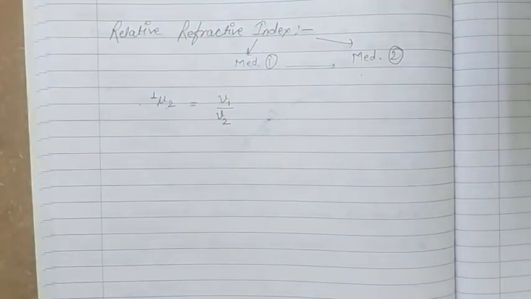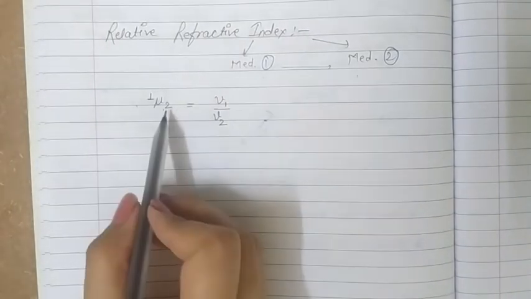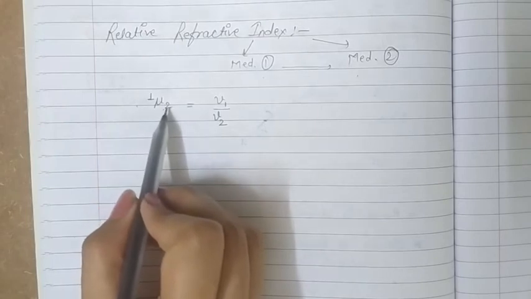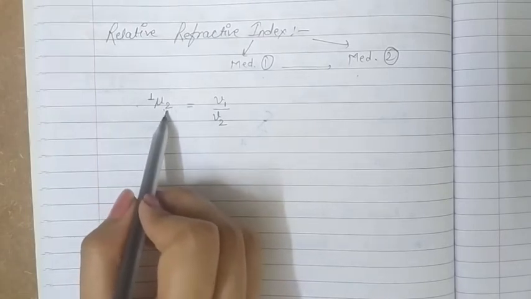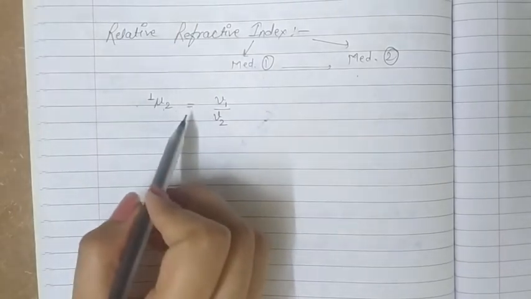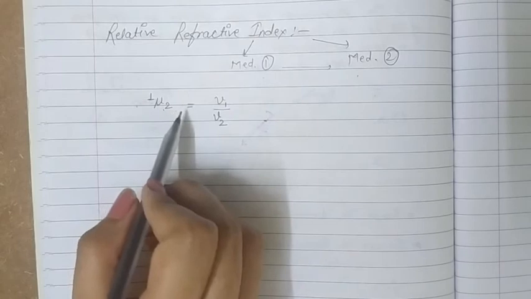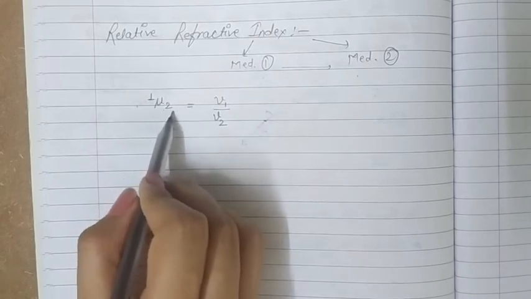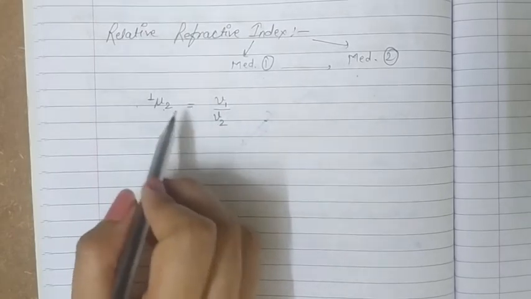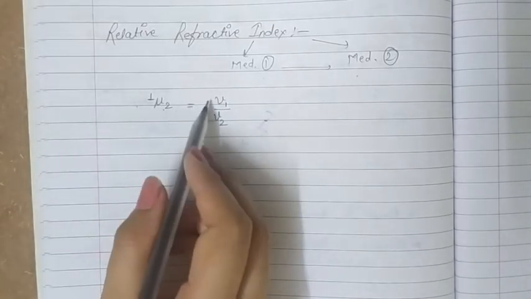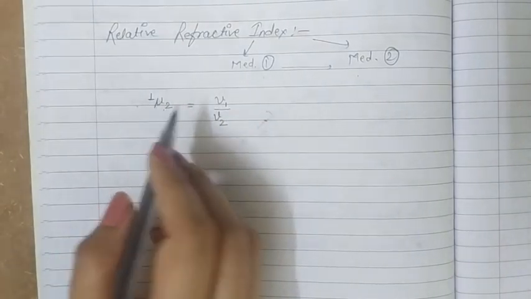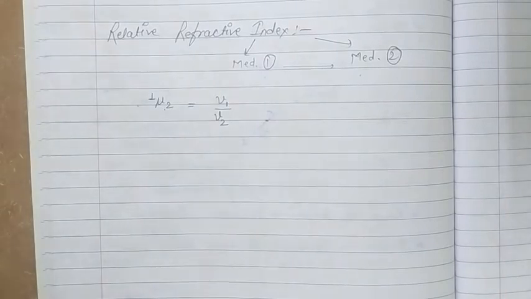So V1 upon V2 is the refractive index of medium 2 with respect to 1. And simply we can remember that the medium whose refractive index we are finding, its speed will be the denominator, in both cases, whether it is absolute or relative. The medium whose refractive index we are finding, its speed will be the denominator, and the one with respect to which we are finding it will be the numerator.